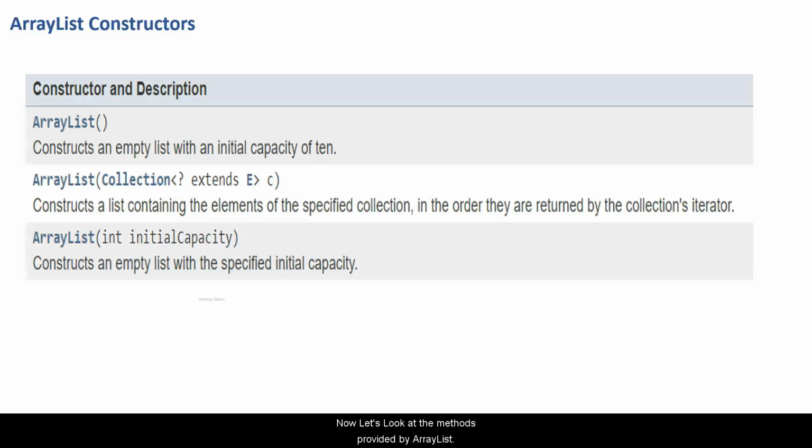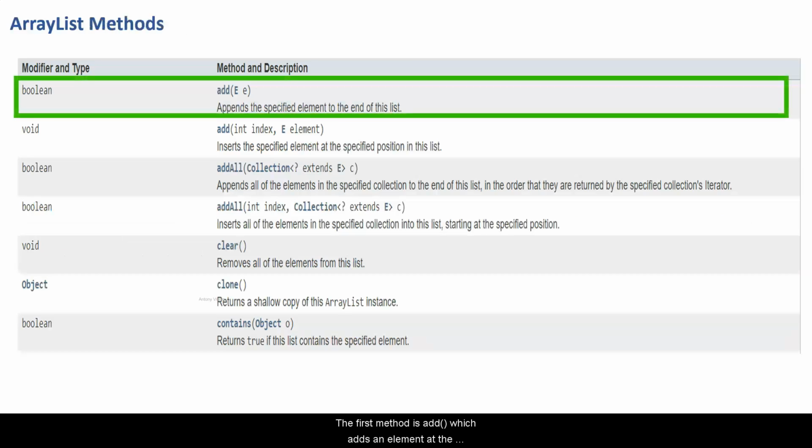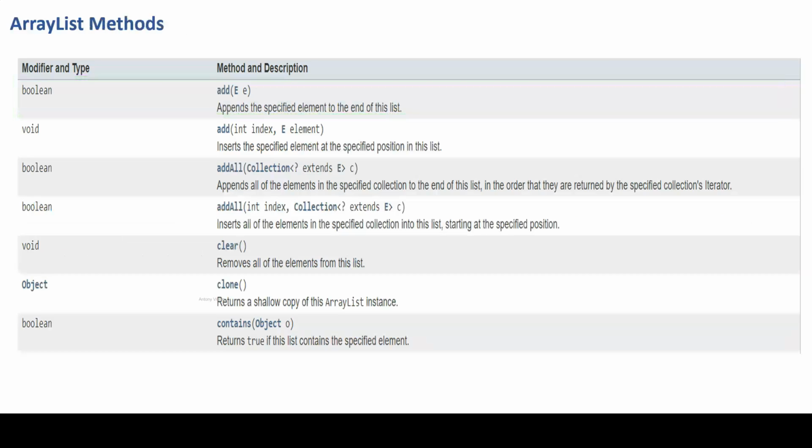Now let's look at the methods provided by ArrayList. The first method is add, which adds an element at the end of the list. It returns a boolean value, such as true or false. Returns true on successful insertion, otherwise false. Irrespective of the size of an ArrayList, the time taken to add an element is always constant.